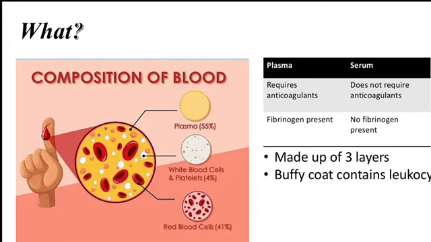The buffy coat layer contains leukocytes and thrombocytes, which are also known as white blood cells and platelets. There are many who are confused between the differences of plasma and serum. Basically, a serum is the liquid that remains after a blood clot, whereas plasma is the liquid that is present in the blood itself. To add on, plasma requires anticoagulants for purification, whereas serum does not.